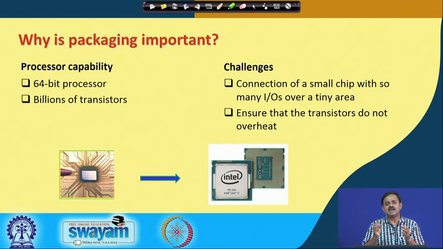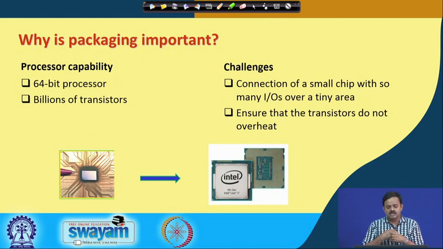So, what is the challenge, therefore? Yes, I have billions of transistors on a small piece of silicon, but then I need this silicon to, quote unquote, talk or communicate with the various other devices in my system. So, this connection of a small chip with so many IOs over a tiny area, how do I do that? How do I bring out so many signals and interconnects from the CPU? And while it is doing all this processing, how do I ensure that the transistors do not overheat?